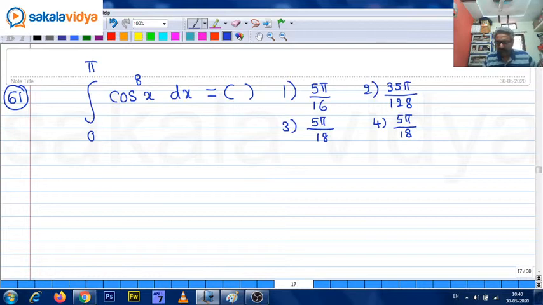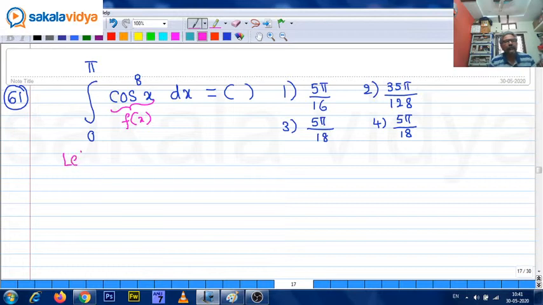Okay, let me solve this problem. First, let us say this is f of x. Here, the upper limit is not pi by 2. That's why we need to check f of a minus x.